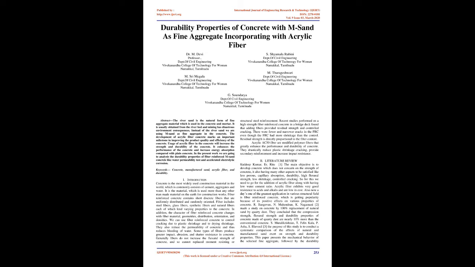Recent studies performed on a high-strength fiber-reinforced concrete in a bridge deck found that adding fibers provided residual strength and controlled cracking. There were fewer and narrower cracks in the FRC even though the FRC had more shrinkage than the control. Residual strength is directly proportional to the fiber content. Acrylic AC50 fibers are modified polymer fibers that greatly enhance the performance and durability of concrete. They drastically reduce plastic shrinkage cracking, provide secondary reinforcement and increase impact resistance.